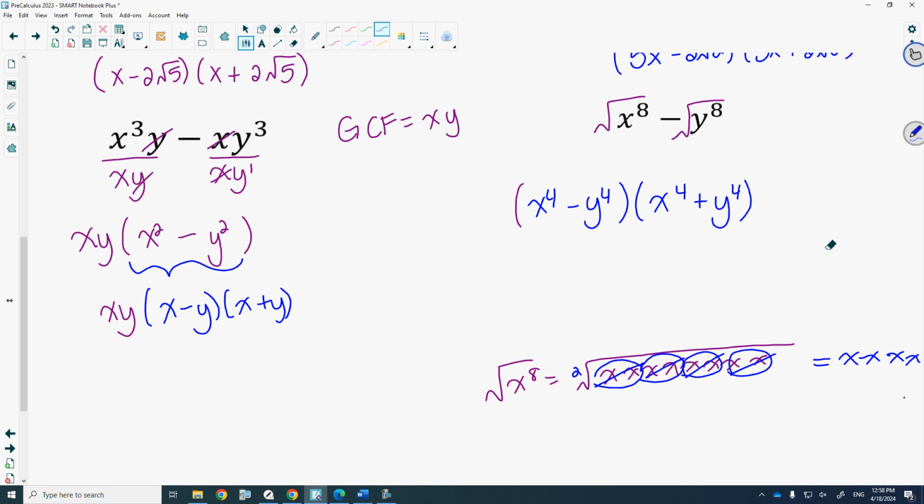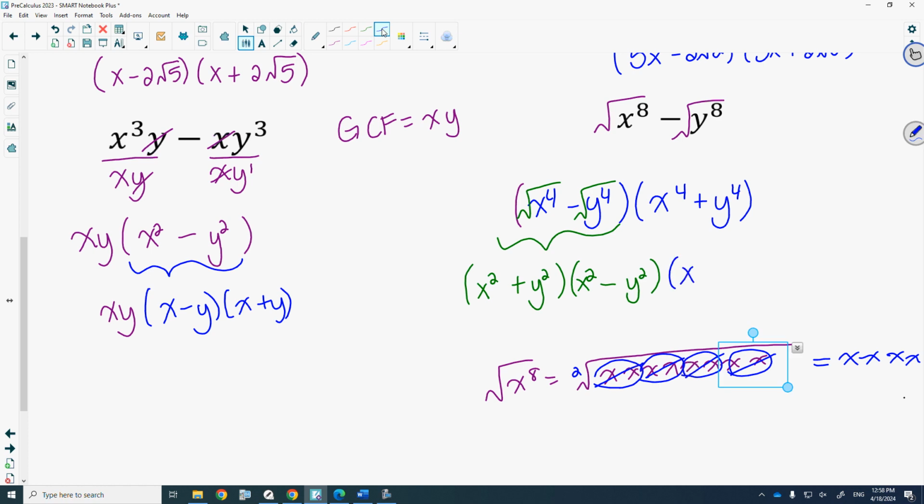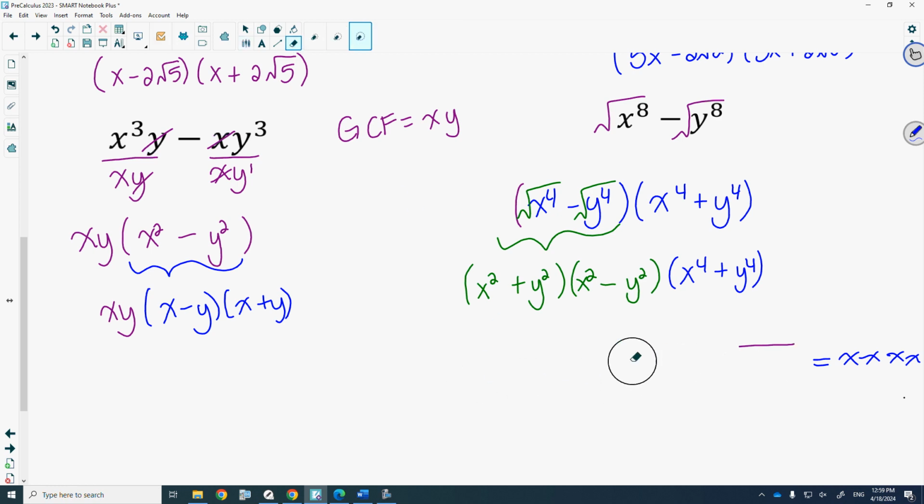From here, one of these factors could be further factored. So this factor would be a difference of squares. So the square root of x to the 4 is x squared. The square root of y to the 4 is y squared. One gets a plus and one gets a minus. And then I'll bring this down. And then from here, I want you to look at that answer because within there, one of those factors could be further factored.